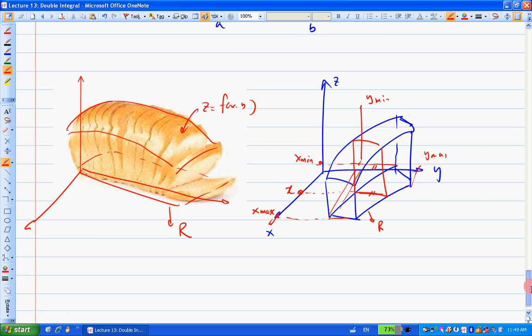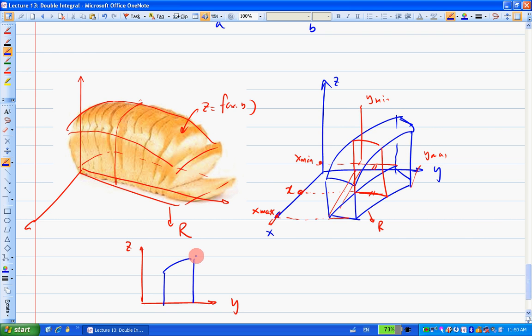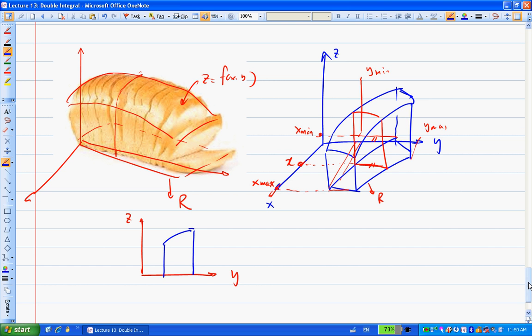Now to better illustrate this, let's purely look at this slice here. Essentially, that slice is like this surface over here. If I project the slice into the z-y plane, I'm going to have this is y, this is z. That slice more looks like this, like that.